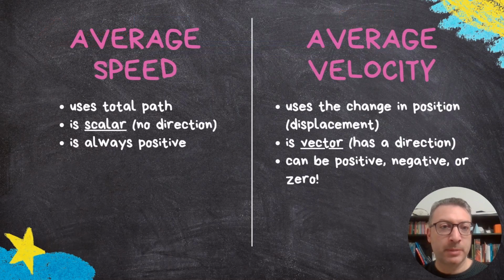In this table I have summarized the main differences between average speed and average velocity. Average speed just uses total path, is a scalar quantity, so no information is given about direction, and is always a positive number. While average velocity uses the change in position, which is the displacement, and is a vector because it has a direction. So it can be positive, negative, or even zero. How is it possible to have zero average velocity?